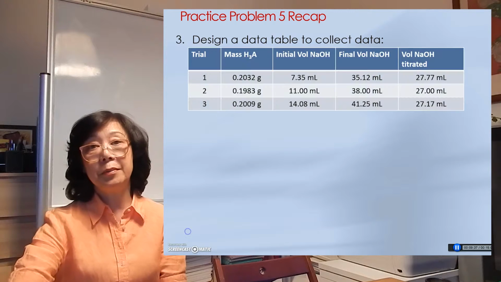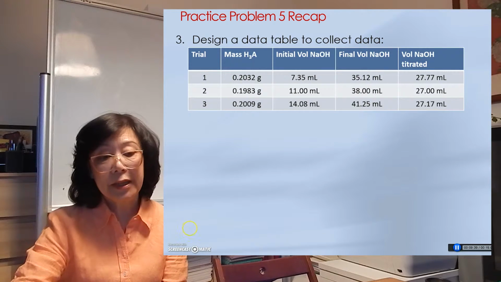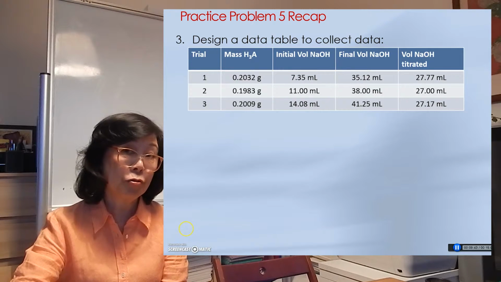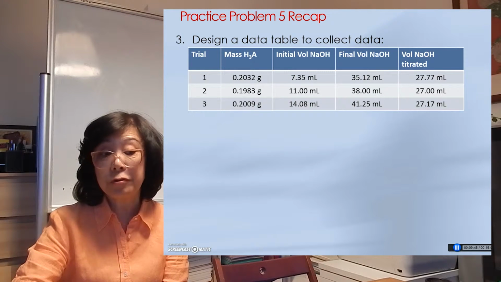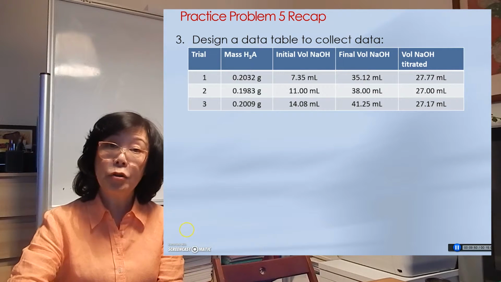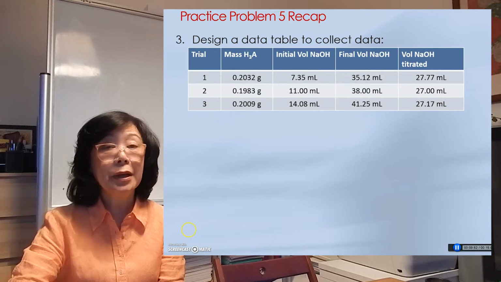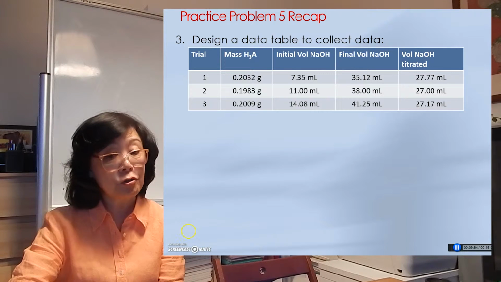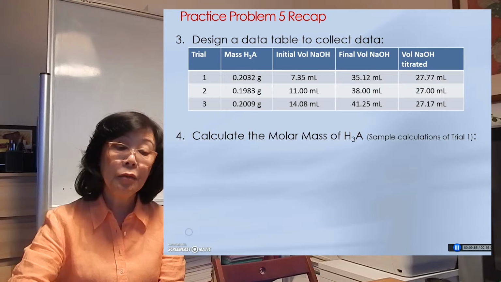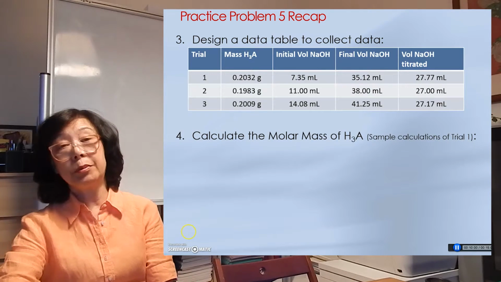Let's design a data table to collect the data. We need to know the mass of the triprotic acid H3A, roughly 0.2 grams, and we need to know the initial and final volume of NaOH in the burette so that we can calculate the volume of NaOH titrated, and we do it in 3 trials. Now we calculate the molar mass of the triprotic acid.